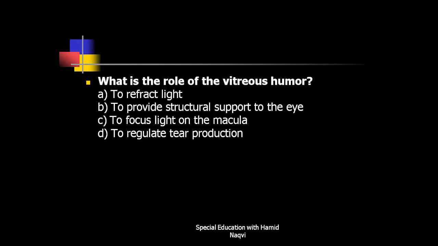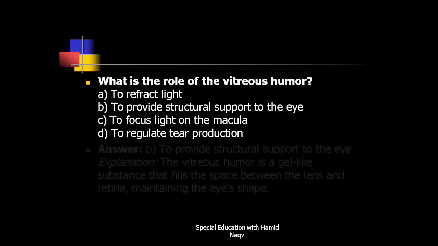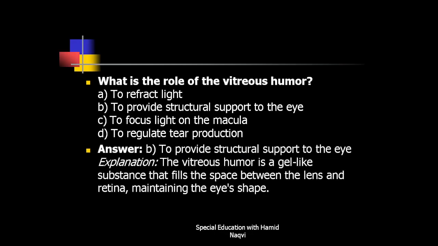What is the role of vitreous humor? To refract light, to provide structural support to the eye, to focus light on the macula, to regulate tear production. Answer is to provide structural support to the eye. The vitreous humor is a gel-like substance that fills the space between lens and retina, maintaining the eye shape.